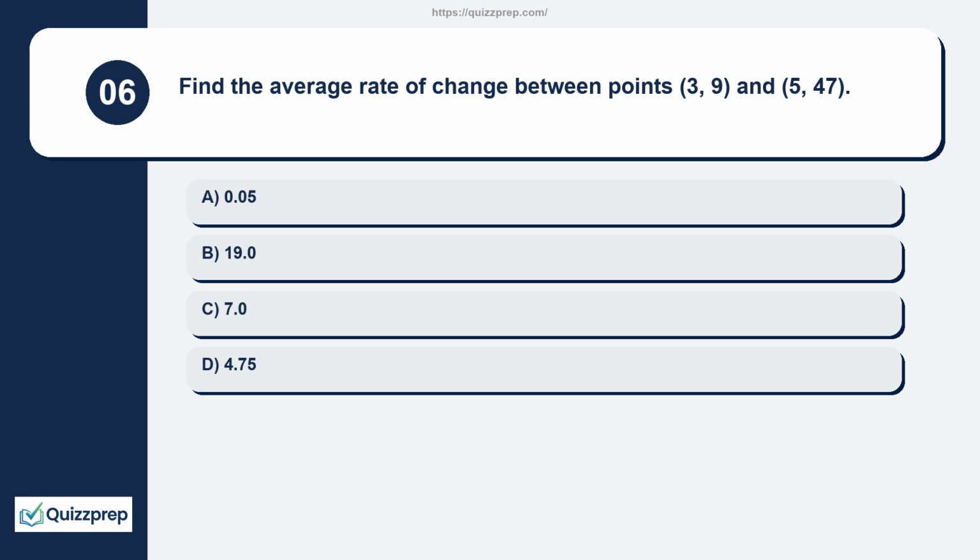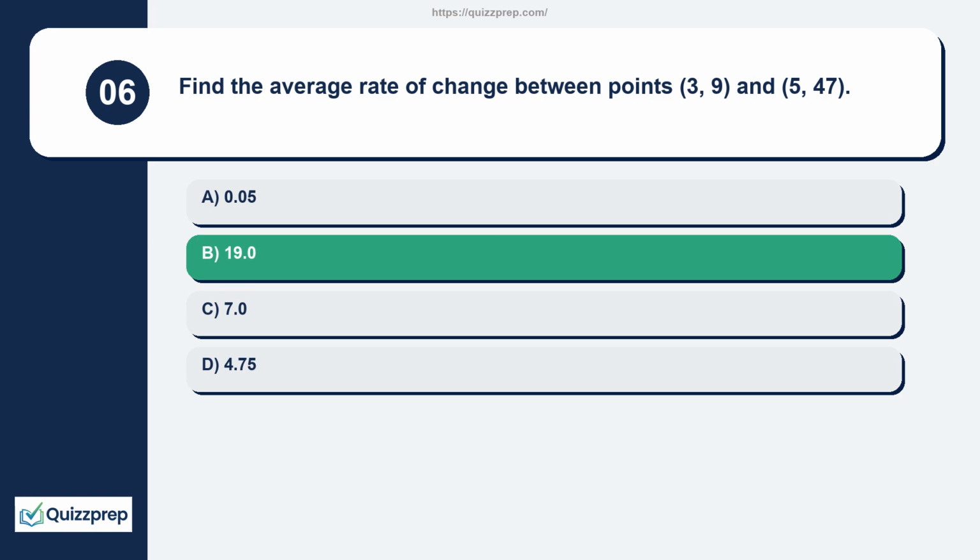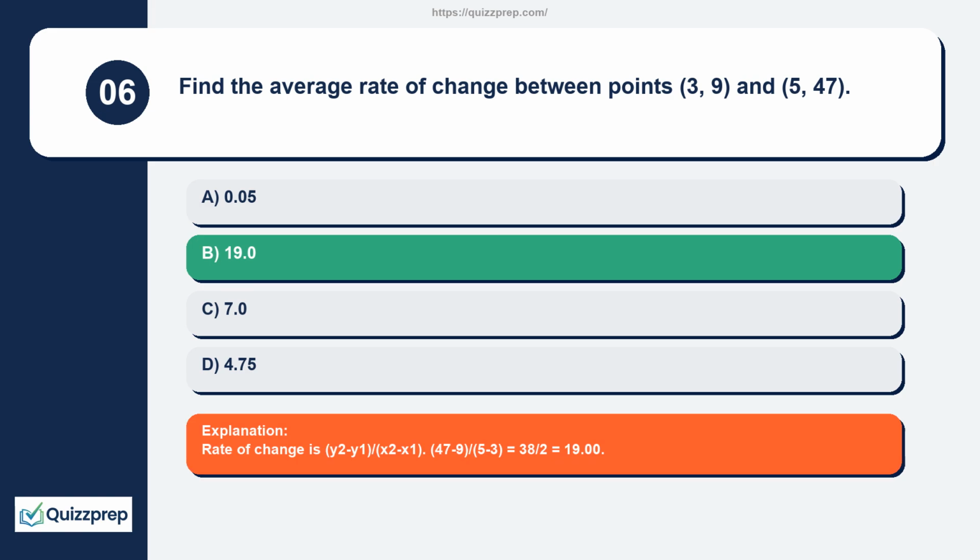Question 6. Find the average rate of change between points (3, 9) and (5, 47). Options: 0.05, 19.0, 7.0, 4.75. Rate of change equals (y2 - y1) / (x2 - x1). 47 minus 9 over 5 minus 3 equals 38/2 equals 19.00.